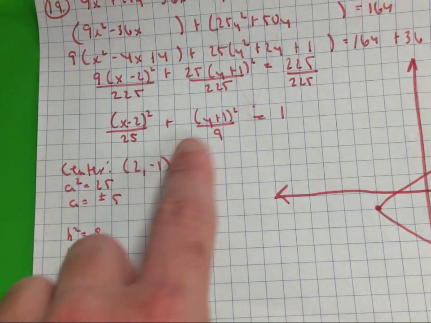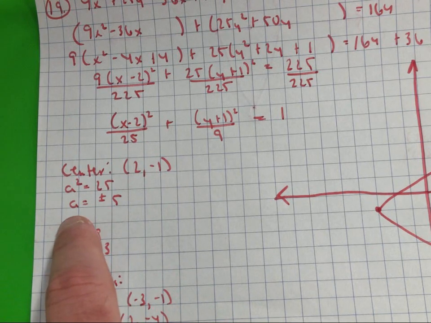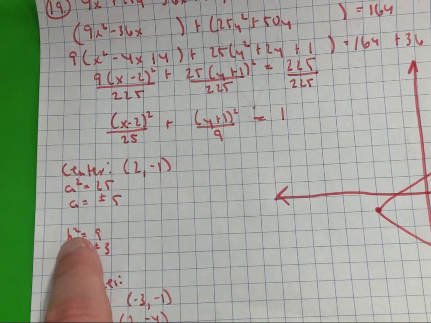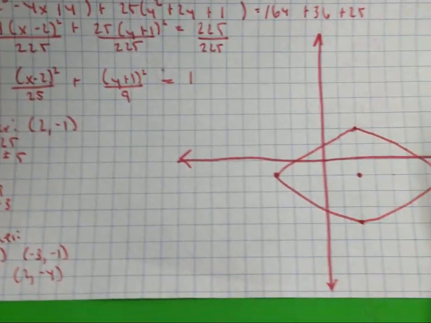Your center is 2, negative 1. My larger value is under my x, so that's going to be a horizontal orientation. My a would be equal to plus or minus 5. My b squared is 9, b equals plus or minus 3. And I would just graph it from there.